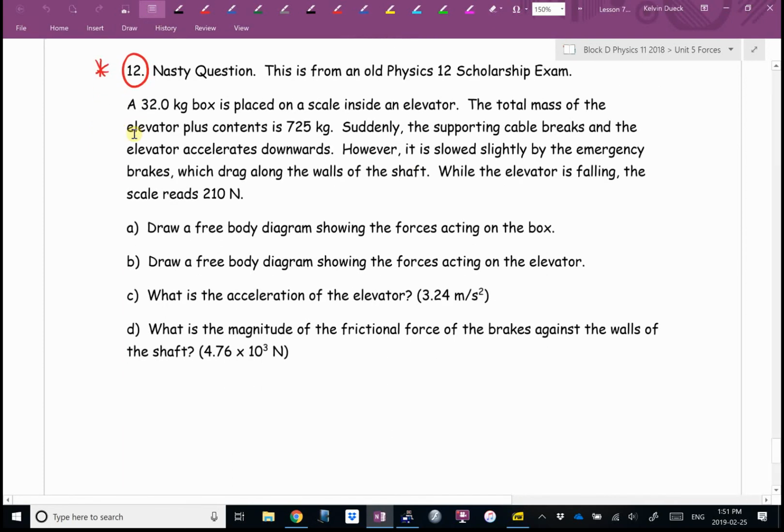So a 32 kilogram box is placed on a scale inside an elevator. By the way, whenever I'm talking about a scale, which force am I talking about if I'm ever asking you to tell me what the scale is reading? What does a scale measure? Okay, and you're going to see that shows up fairly often. The total mass of the elevator plus contents is 725 kilograms. Suddenly, the supporting cable breaks and the elevator accelerates downwards, but it's slowed slightly by the emergency brakes. While the elevator is falling, the scale reads 210 newtons. The normal force is 210 newtons. That's what I hear. Okay. A says, draw a free body diagram showing the forces on the box. There's the box.